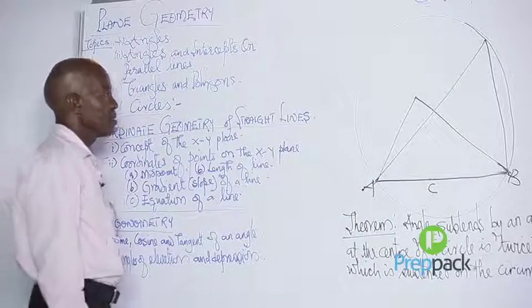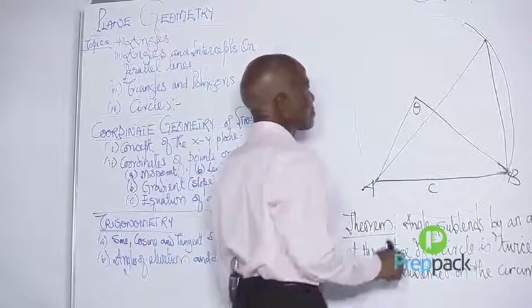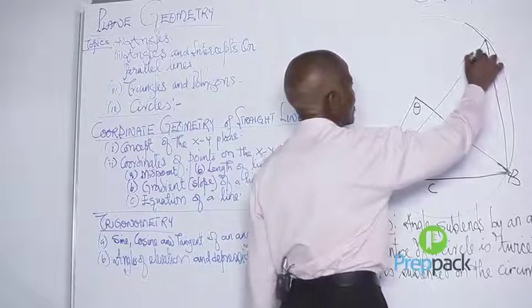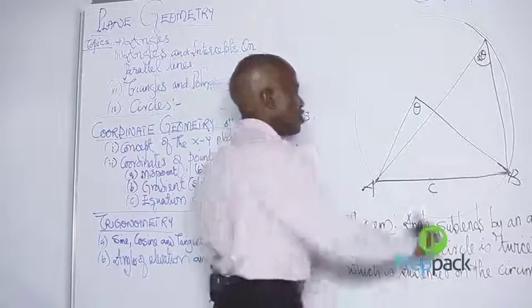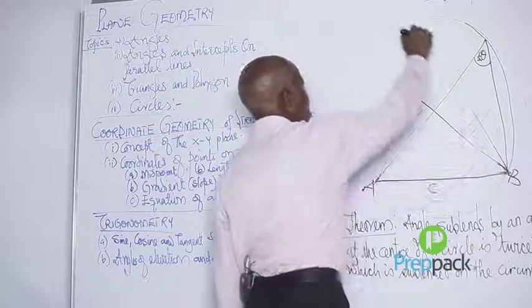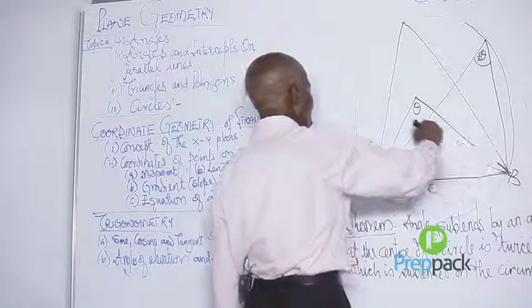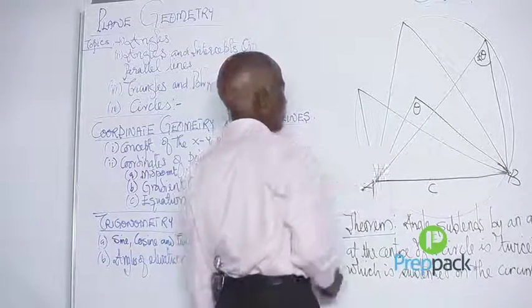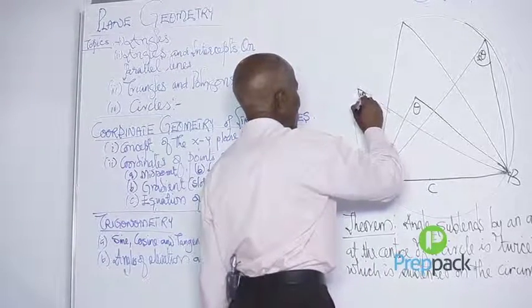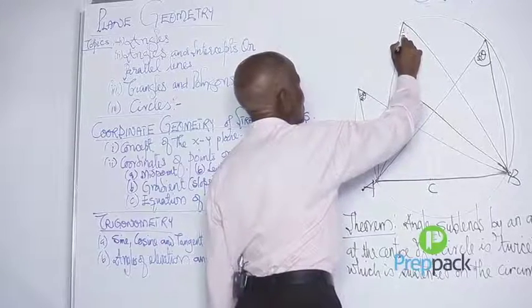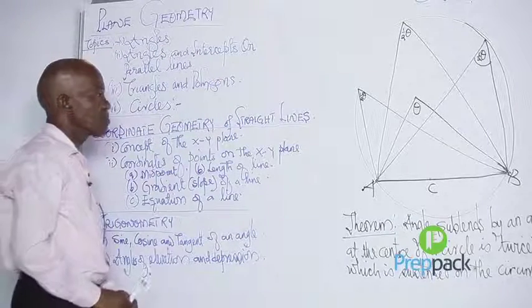Okay, meaning that if I have theta here, whatever is here is half theta. So also at any point on the circumference, this becomes half theta. This is also half theta. That is what the theorem says.